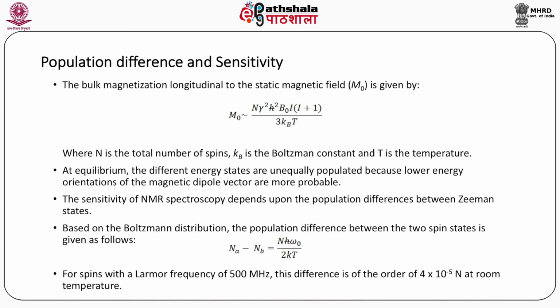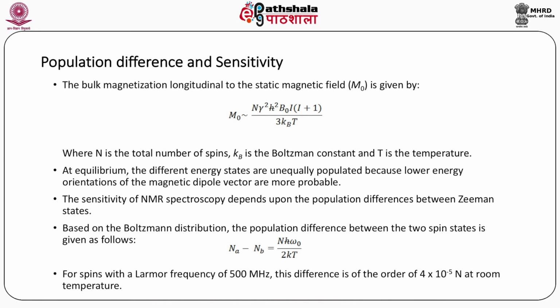Population difference and sensitivity. The bulk magnetization longitudinal to the static magnetic field, M0, is given by M0 equals N gamma squared h-bar squared B0 I (I plus 1) divided by 3 kB T, where N is the total number of spins, which actually means sample concentration, kB is the Boltzmann constant, and T is the temperature. At equilibrium, the different energy states are unequally populated because lower energy orientations of the magnetic dipole vector are more probable. The sensitivity of NMR spectroscopy depends upon the population differences between Zeeman states. Based on the Boltzmann distribution, the population difference between the two spin states is given as follows: N alpha minus N beta is equal to N h-bar omega 0 by 2 kB T.